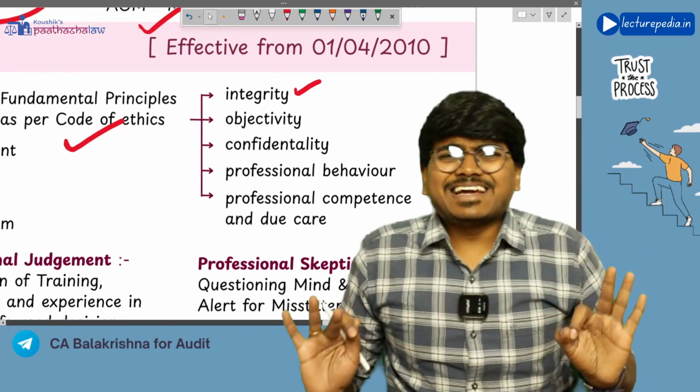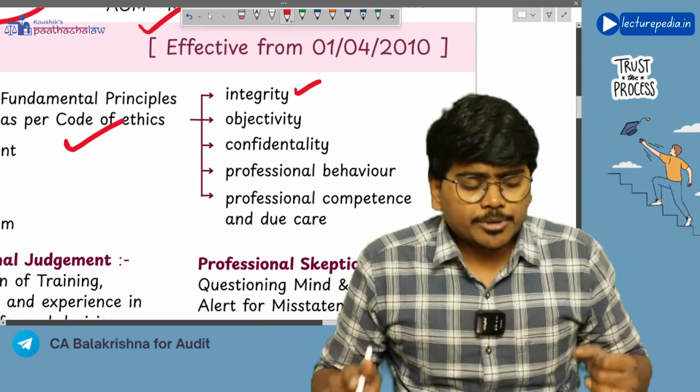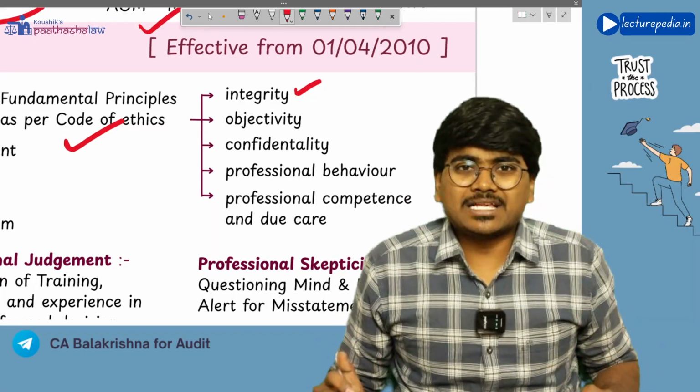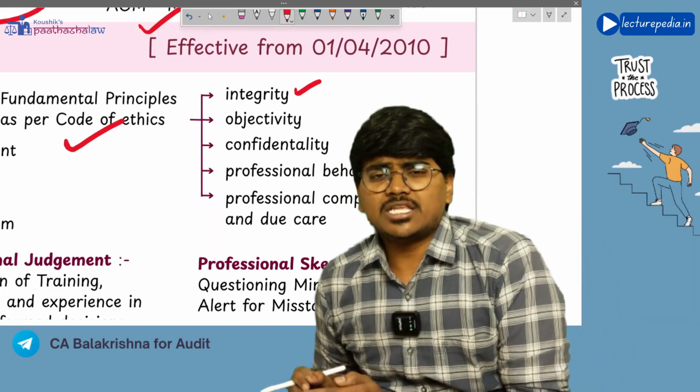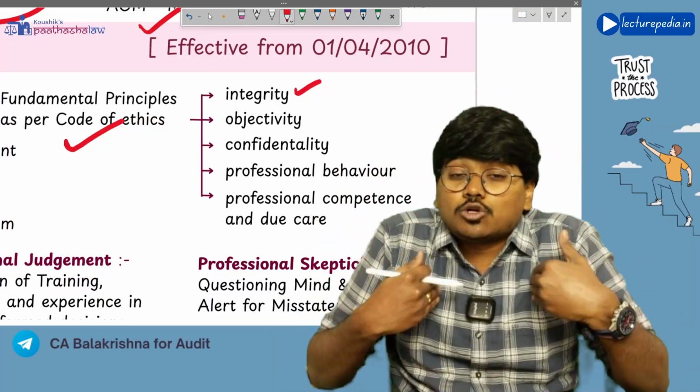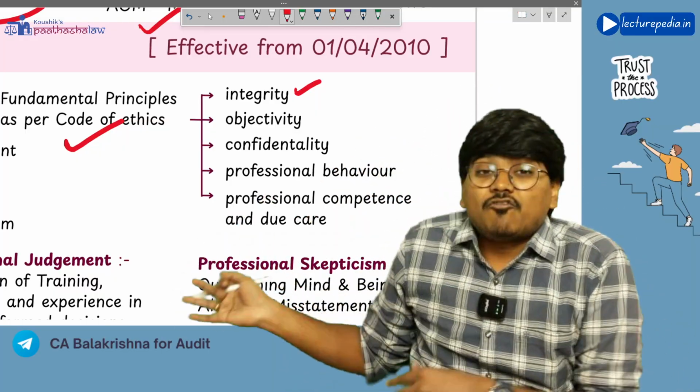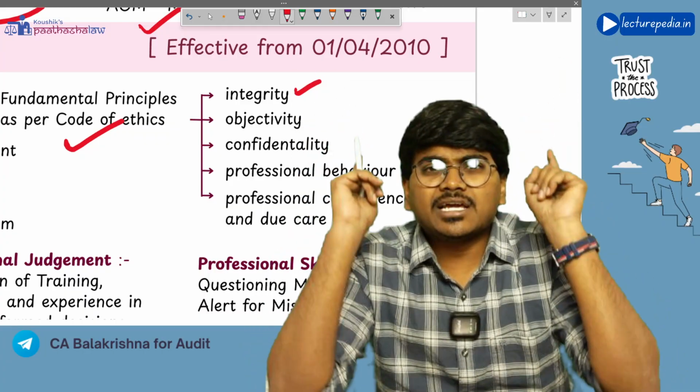First one, integrity. What is meant by integrity? Integrity means being truthful, being honest. That means whatever is actually there, you should report that only. You should not get yourself associated with any false information. That is known as integrity.